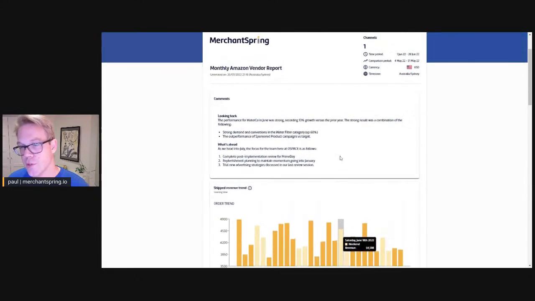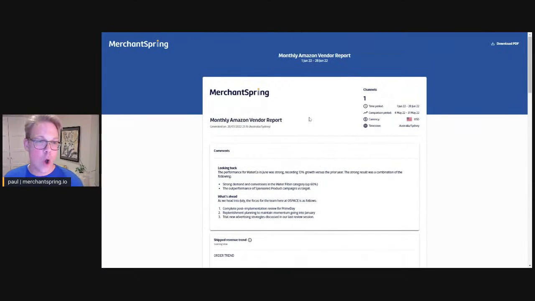Last but not least, most of our plans include an element of white labeling customization. So very rarely will a client or a vendor see Merchant Spring here. Typically, it's their own logo or it's a complete deep white label. If that's something you're interested in, hit me up via LinkedIn and we can talk more about that as we go.